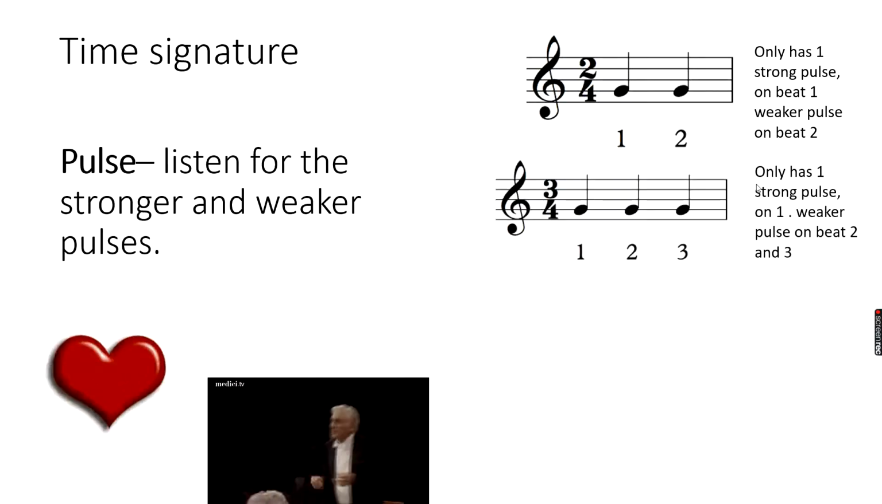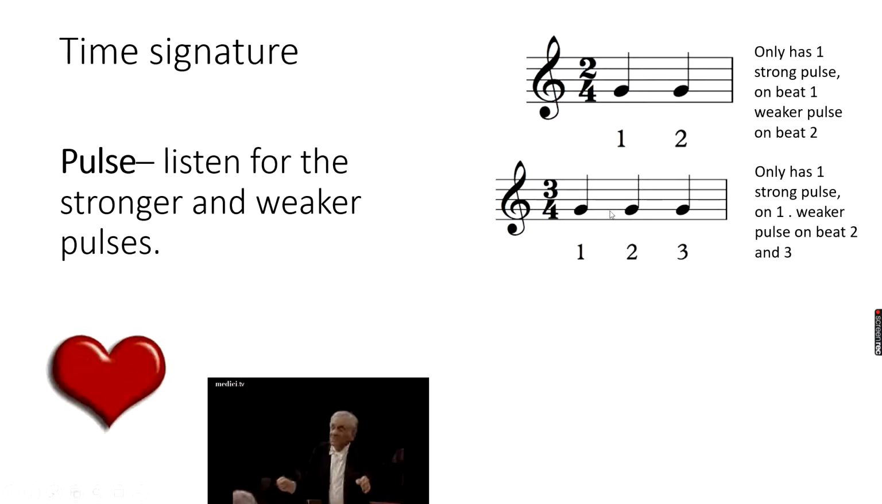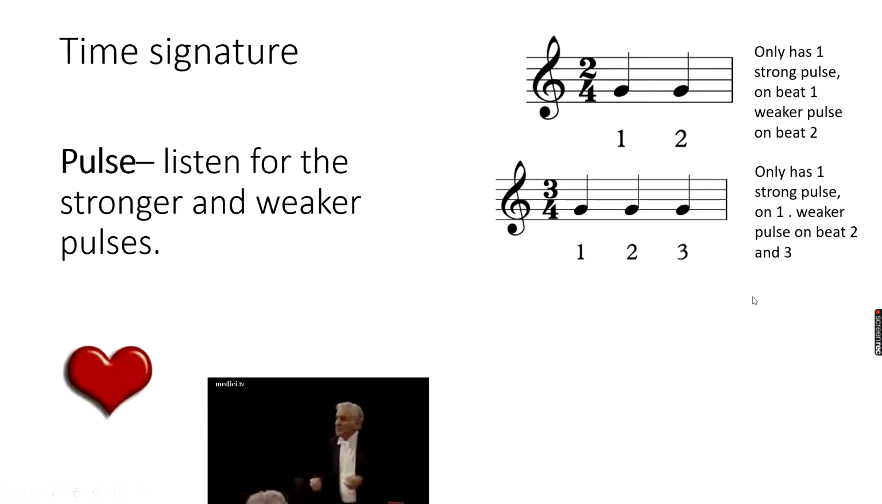We have 3/4. Again, this means 3 crotchet beats in a bar. It only has 1 strong pulse, which is on what? Beat 1. Beat 2 and 3 are weaker. Here's an example.